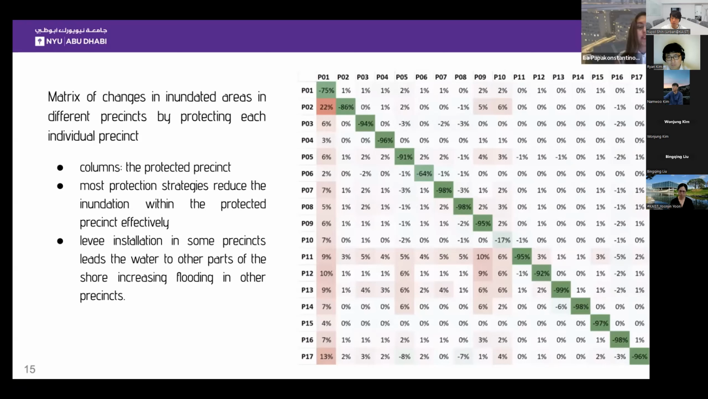In some precincts, the levees lead to the water going to other parts of the shore, increasing flooding in other precincts. For example, this is the case for Musafa P1, P01. Protecting it increases the inundated area in P2.